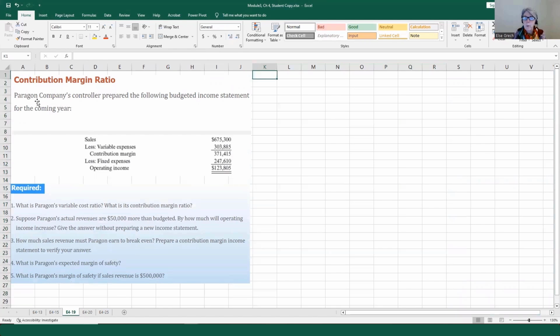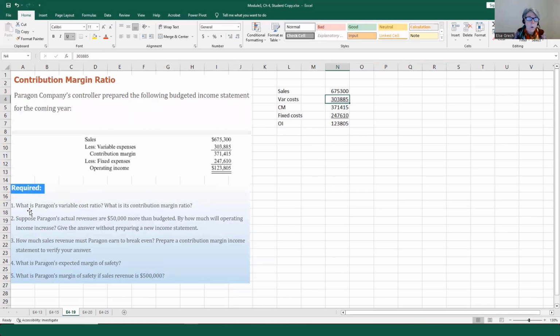So now we've got the contribution margin ratio. We already know how to calculate this. So if I do the sales, I do the variable costs, I do the contribution margin short form, I do the fixed costs, and I do operating income short form. So I'm going to use the numbers they have, 675,300, 303,885. I'm going to subtract those two, and then I'm going to do the 247,610. I'm going to subtract these ones. There we go. So I'm just copying what they had there so that I can manipulate it.